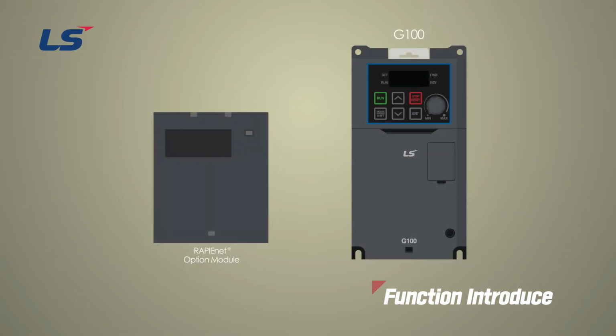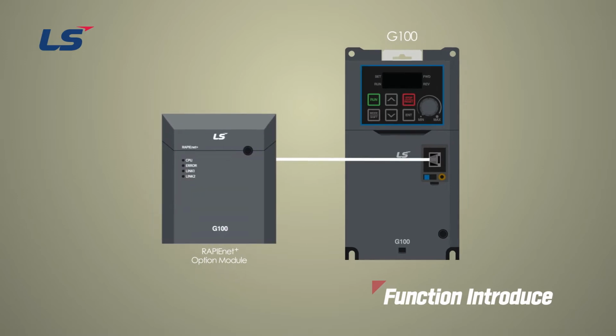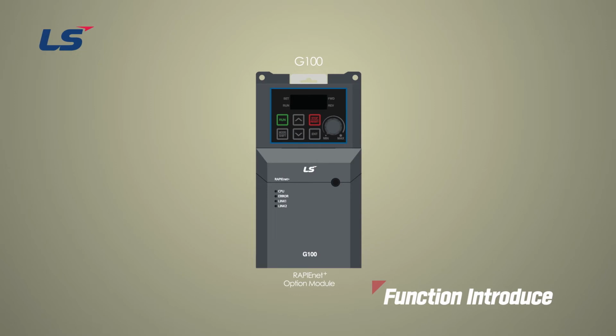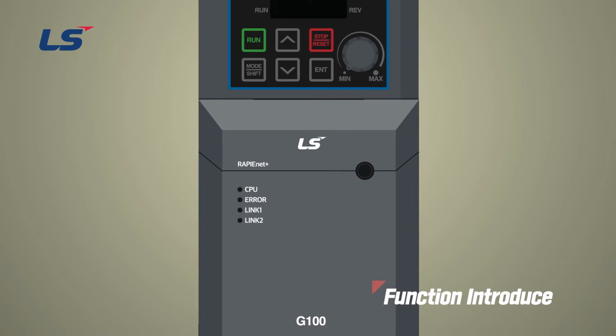The installation method is as follows. Connect the RJ45 cable included with the G100 RAPIEnet Plus communication option. Next, remove the option cover of the G100 inverter body. Connect the G100 inverter main body and the G100 RAPIEnet Plus communication option with the included RJ45 cable. Hook the G100 RAPIEnet Plus communication option into the groove of the inverter body. Installation is completed by tightening the knob screw in the G100 RAPIEnet Plus communication option with a tool.